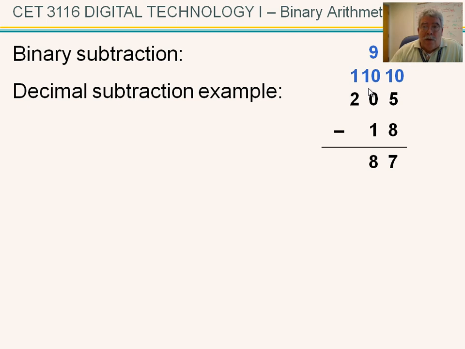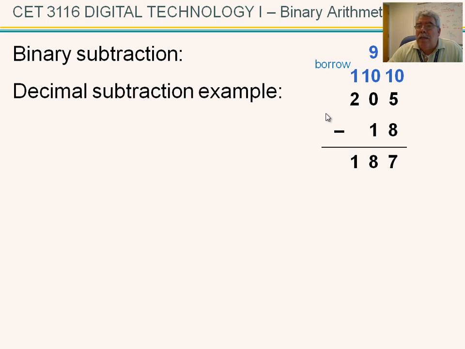And that would be 1 minus 0, because there's nothing there, nothing here. It's going to be 1. Okay? So see, the thing here is to understand how the borrow works.